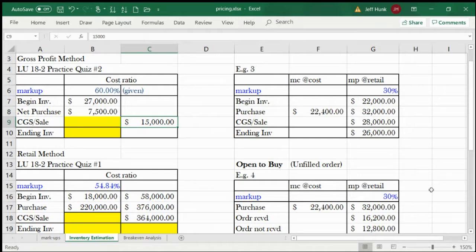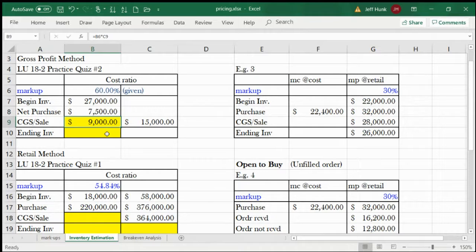Isn't that right? So anyway, the point is, we don't know what CGS is, but we know the sales revenue. And then what does this mean? Cost ratio is 60%. What does that mean? 60% of this revenue is the cost, and anybody can do that. It's not difficult to figure out what the CGS is. You simply multiply that by this. And that's the CGS, right?